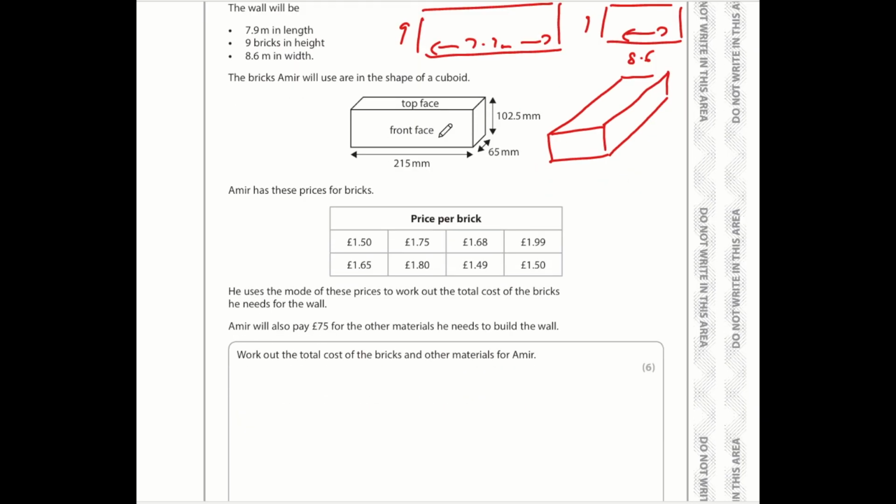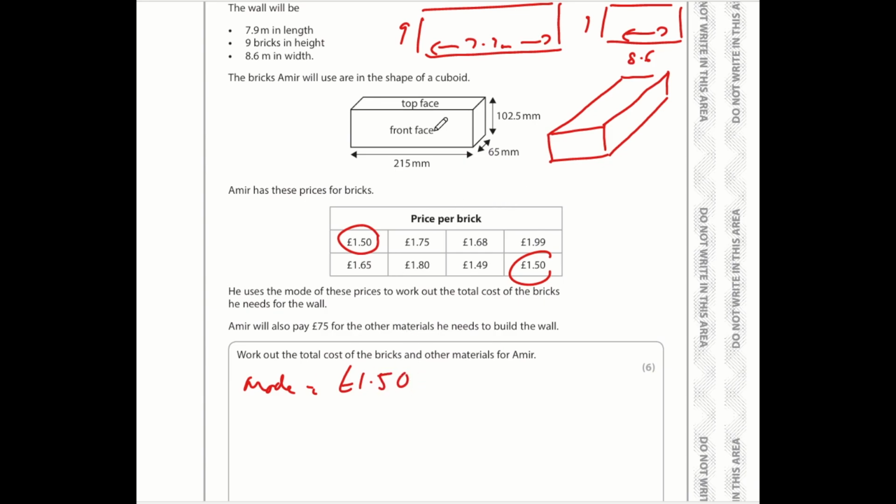So what I'm going to do here is the brick. Now the easy part is this part here. Amir uses the mode. So which of these is the mode? Well, which value occurs more frequently than any other? It's £1.50. So the mode is £1.50, so that is the cost of a brick.